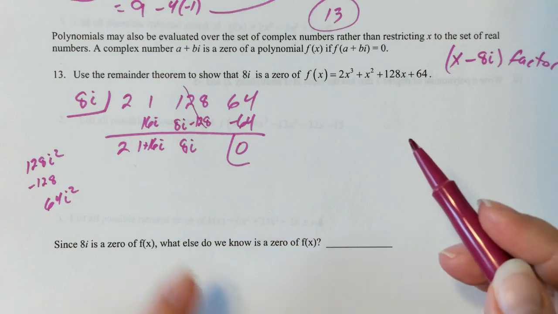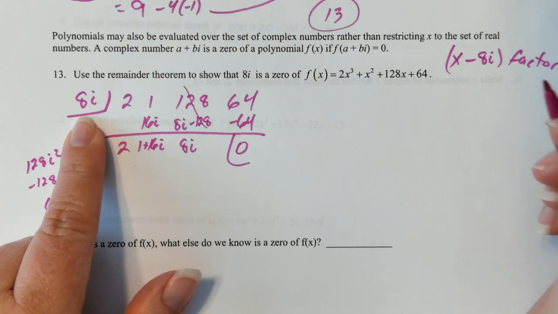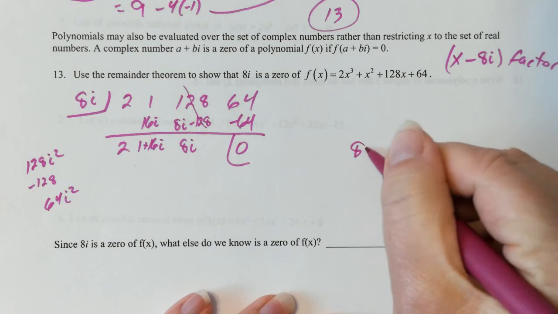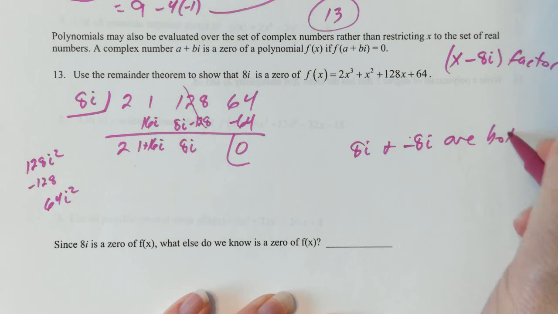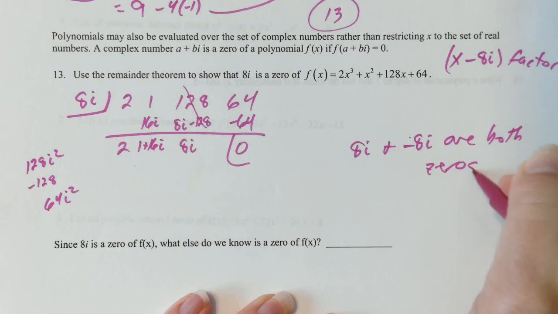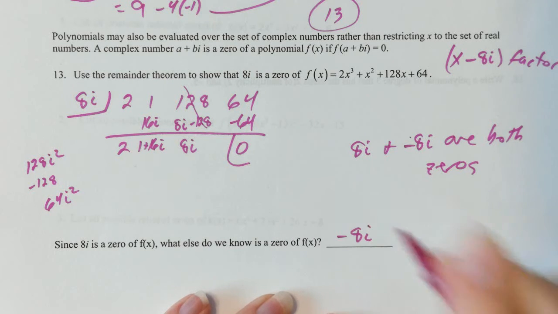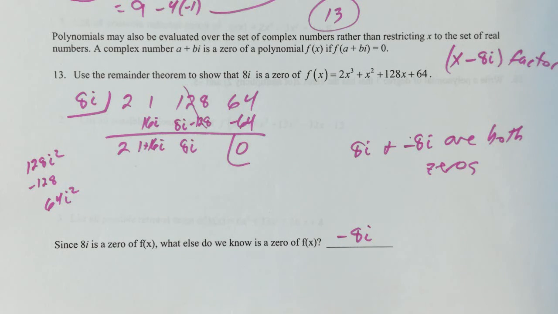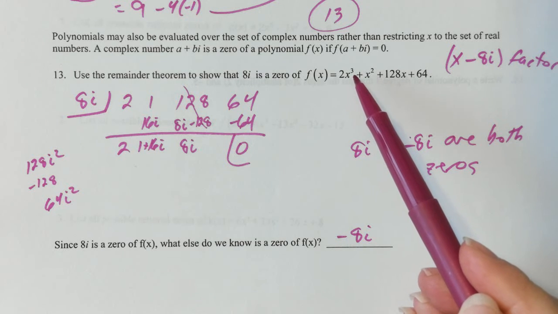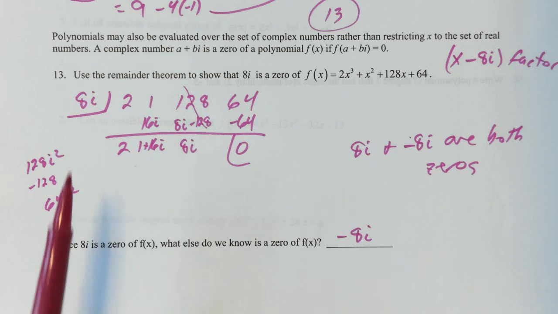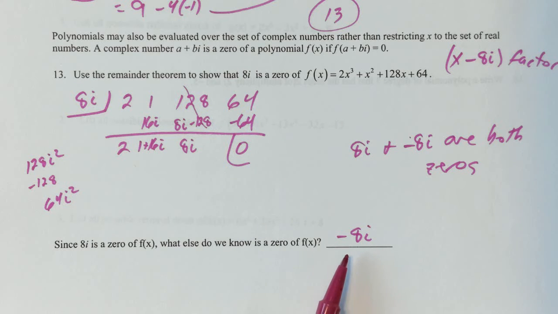Now notice, since 8i is a 0, and 8i is imaginary, 8i and -8i are both zeros. Okay, so we know that -8i is a 0. Now, one more thing about this. That exponent is 3, which means there are 3 zeros. We know 2 of them. One of them's 8i, one of them's -8i. We don't know what the other one is, okay? We'll work on that more in 3.4, but we know that these two are zeros.